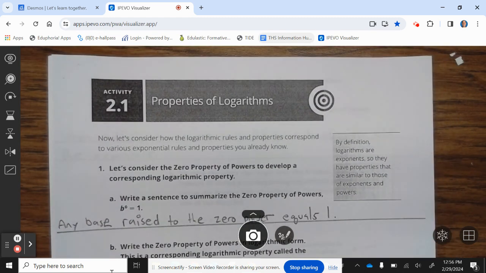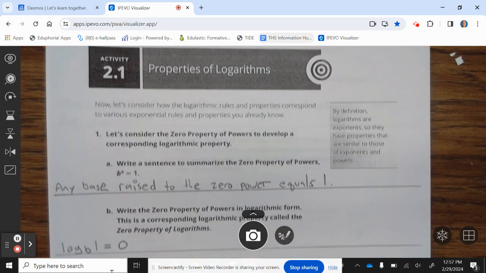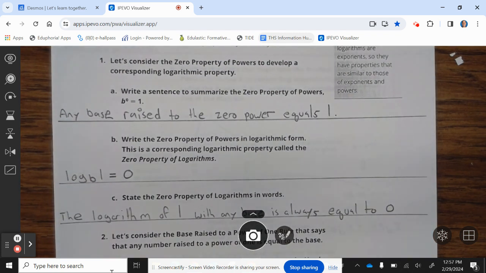All right, activity 2.1, properties of logarithms. Now let's consider how the logarithmic rules and properties correspond to various exponent rules and properties that you already know. 1. Let's consider the zero property of powers to develop a corresponding logarithmic property. A. Write a sentence to summarize the zero property of powers. b to the 0 power equals 1. Any base raised to the 0 power equals 1.